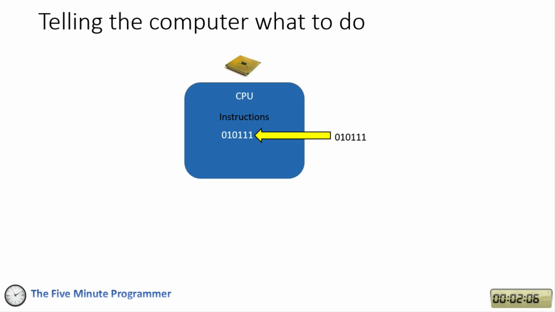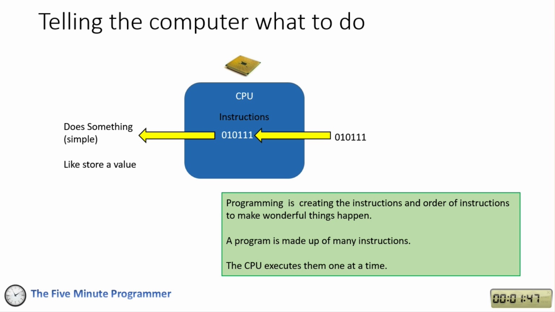We give that instruction to the computer, to the CPU. The CPU then executes that, and it does something. But that something that it does is usually something pretty simple. And in this case, maybe it just stores a value. Now, that's not a real instruction. I just made that up just to give you an idea of what this does. So programming is creating the instructions and the order of instructions to make wonderful things happen. And a program is made up of many instructions.